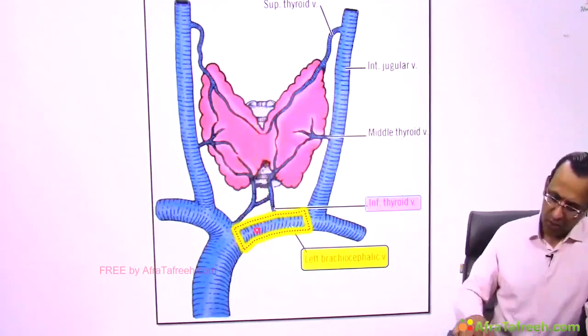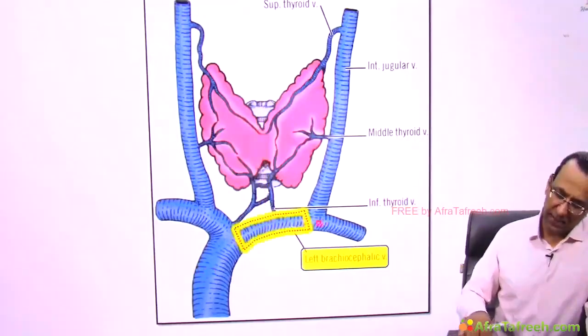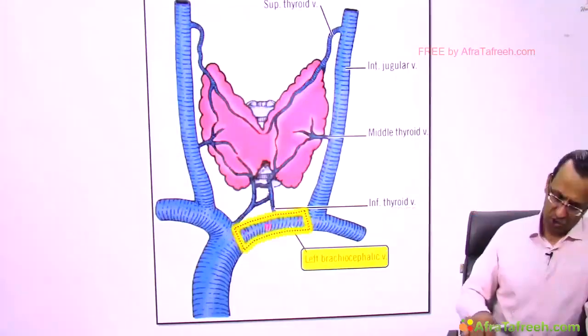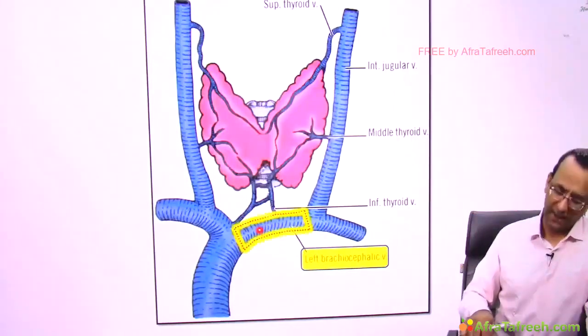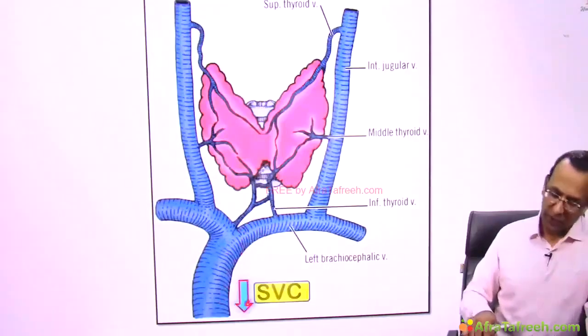Why only the left side? Why not the right side? Because it is the left brachiocephalic vein which is crossing the midline. And why is it crossing the midline? Because this left brachiocephalic vein has to cross the midline to enter the superior vena cava, which is on the right side of the midline.